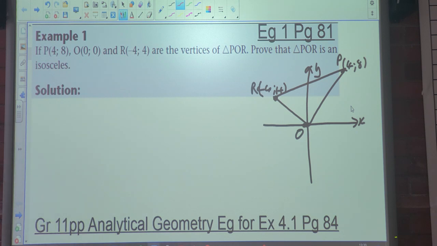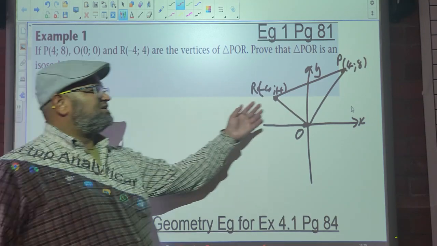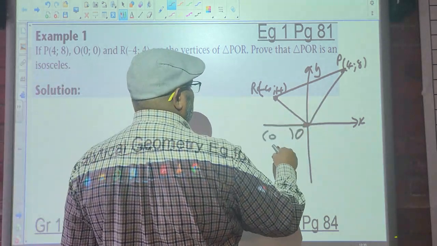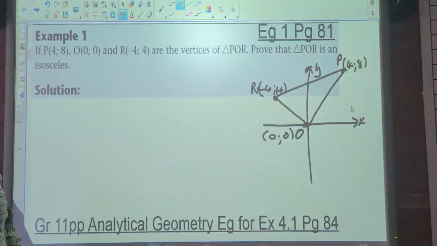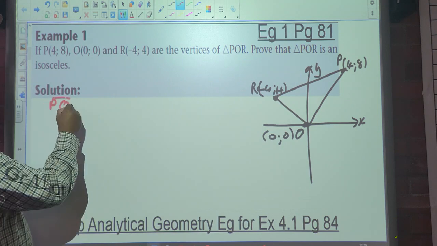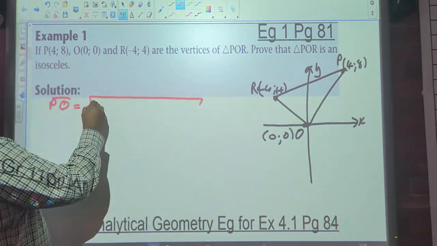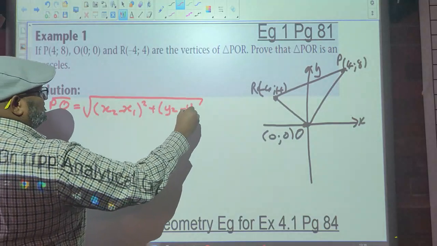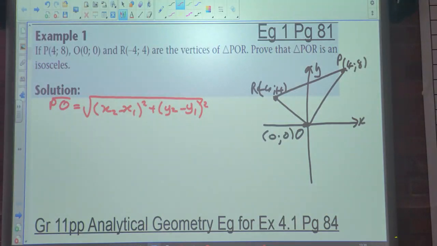What is an isosceles triangle? It's either when 2 sides are equal or 2 angles are equal. Because we have the coordinates, I can work out the length of the sides. If we prove that 2 sides are equal, automatically it's an isosceles triangle. So let's work out the length of OP. Again, the formula is the square root of (x2 minus x1) squared plus (y2 minus y1) squared. You're going to write this down so often that you're going to start memorizing. Is the formula given in your exam? No. So you need to memorize.